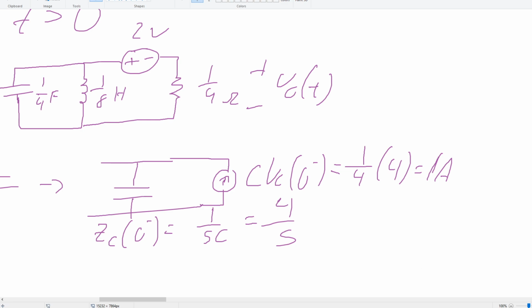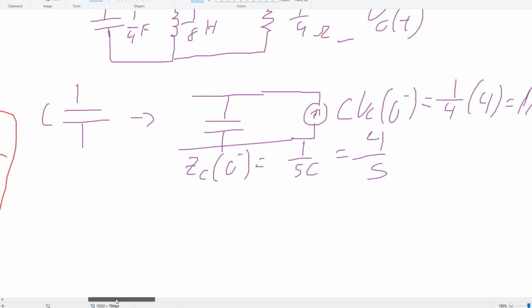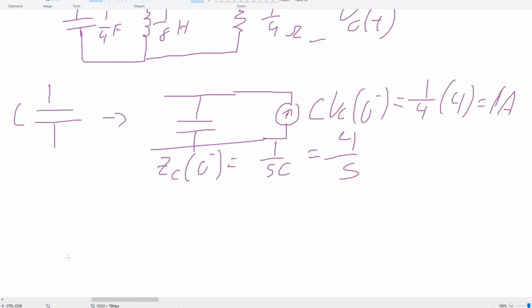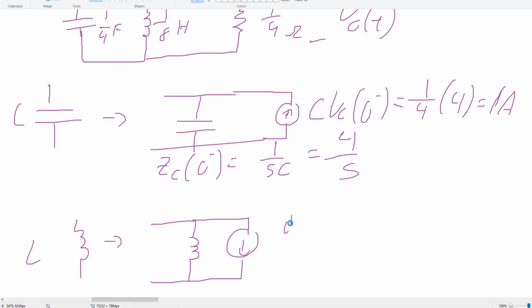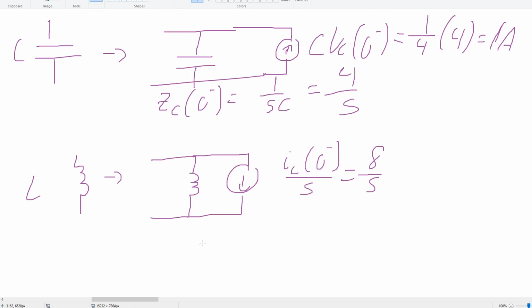You're going to do the same thing to the inductor over here. For the inductor L, this is going to be facing down. L I_L(0-) over S is equal to A over S. The inductor impedance is equal to S times L. L is 1/8, so this is S over 8.